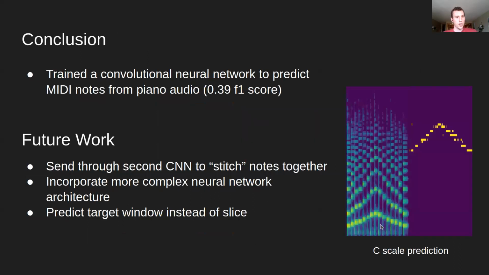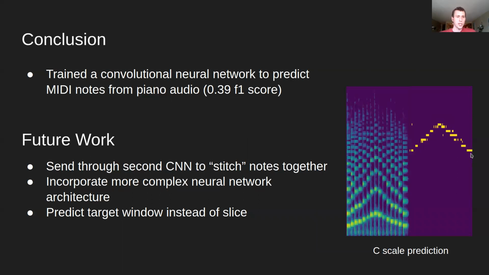So in conclusion, during this project, I trained a convolutional neural network to predict MIDI notes from piano audio, resulting in a 0.39 F1 score. And here you can see an actual prediction of a very simple case where it's just playing a C scale up and down, and you can see that it does a pretty good job at predicting the notes.